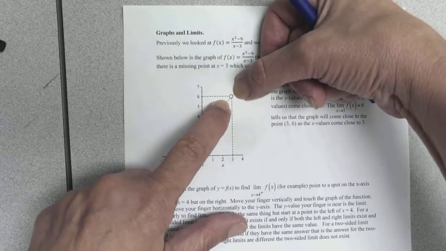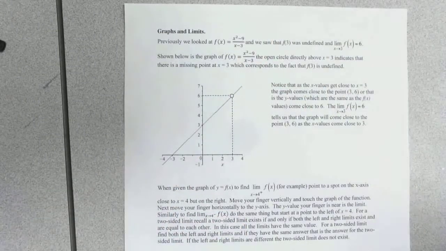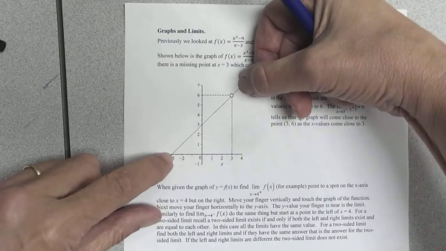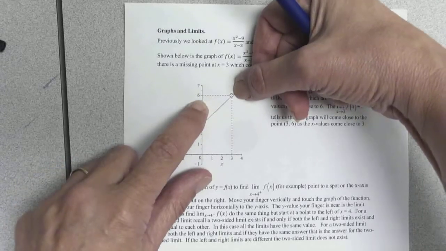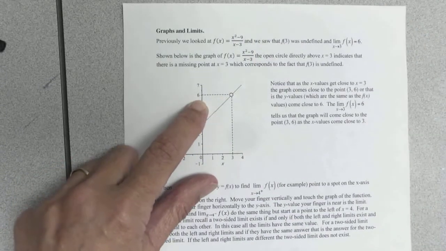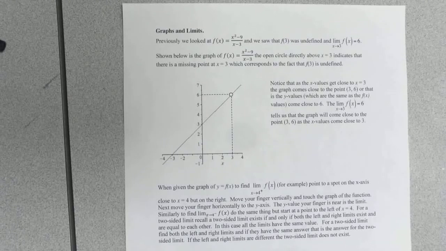Now we never quite get to 6, because f of 3 was undefined, but limits are about getting close to. And as we come closer and closer to x equals 3, my y-coordinate comes closer and closer to 6. So your limit values are going to be your y-coordinates, and what your y-coordinate is close to.